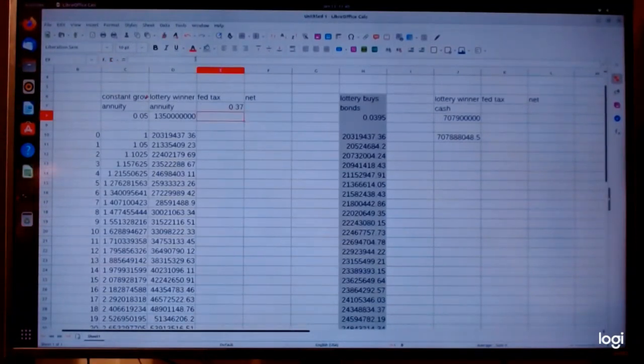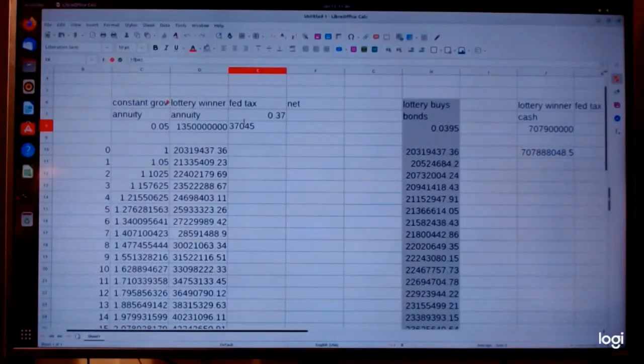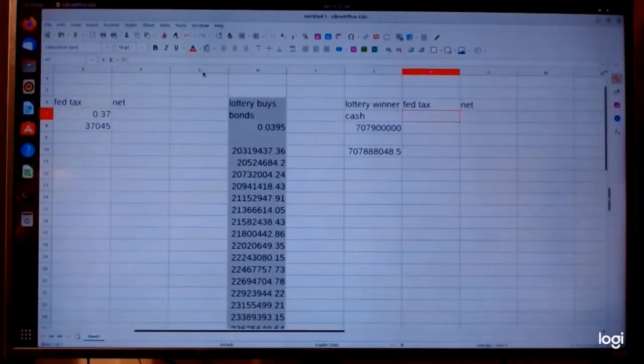And let's copy that, paste that. 37,000. 45. Let me just blow that up just a little bit. 37.45. Same thing with the cash. Let's go over here to the cash. That was 37%, and we need to paste that.